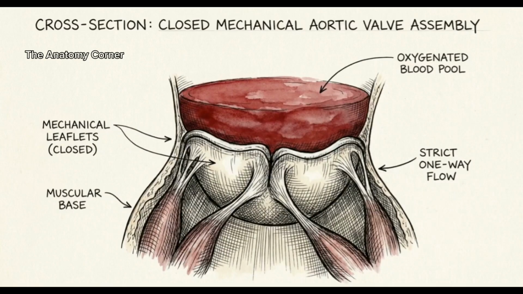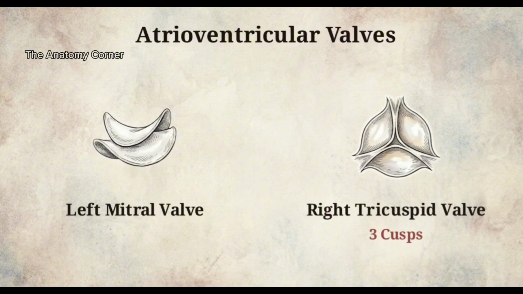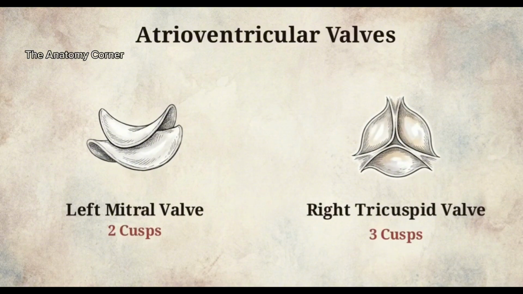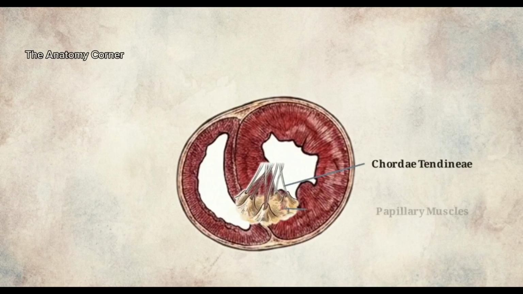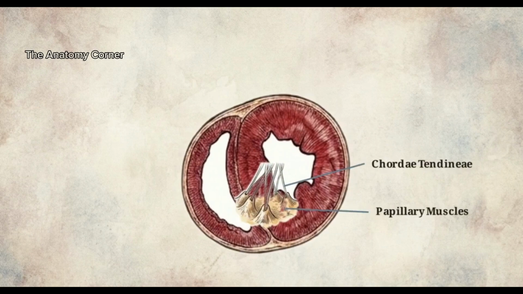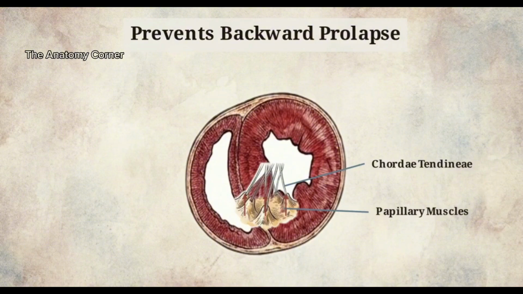With the chambers built, the pump requires mechanical hardware to enforce strict one-way fluid dynamics. The atrioventricular valves separate the chambers. The right tricuspid valve has 3 cusps, while the left mitral valve has 2. During ventricular contraction, fibrous chordae tendineae tether these valves to the papillary muscles, preventing backward prolapse under high pressure.